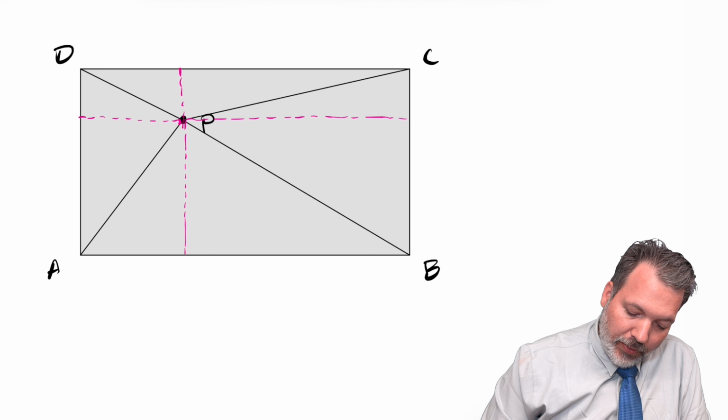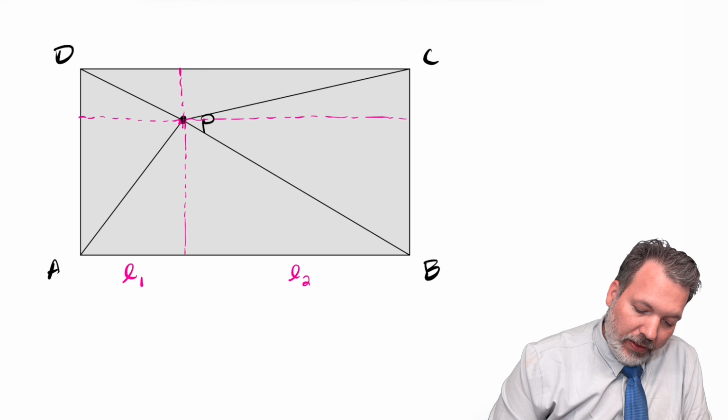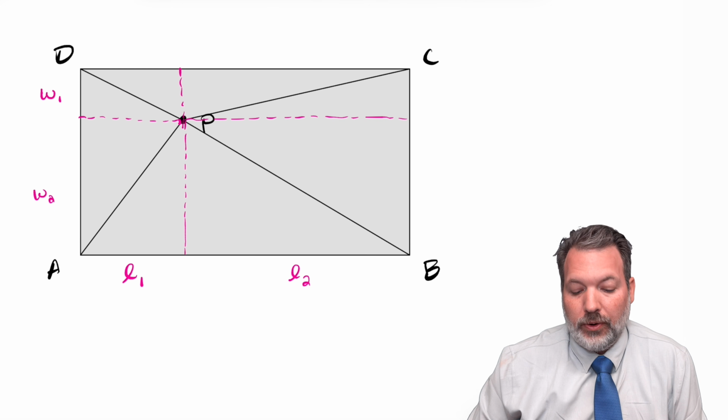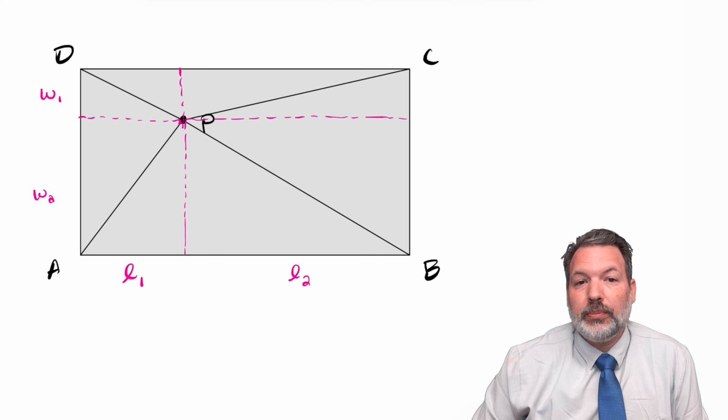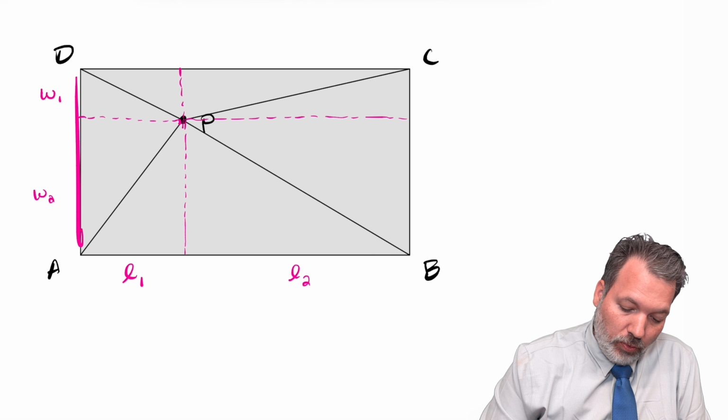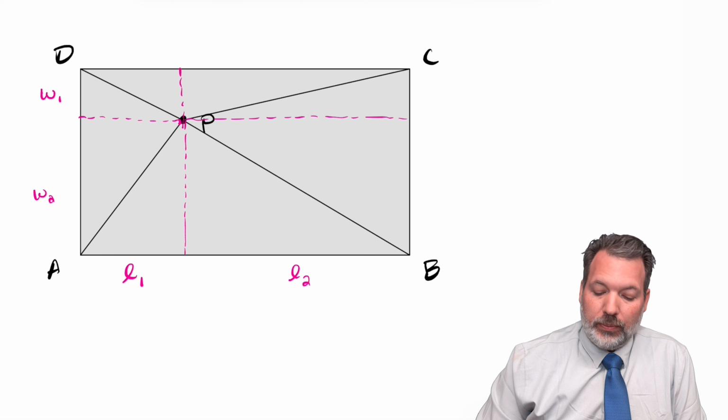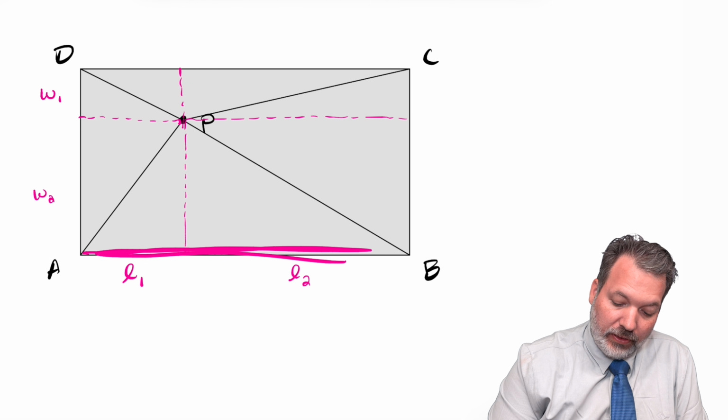To talk about these, let's come up with some labels. We'll call this L1 and this L2, and then up and down here we'll call this W1 and this W2. So you can tell, hopefully, W1 plus W2 makes the total width of this rectangle, and L1 plus L2 makes the total length of this rectangle.